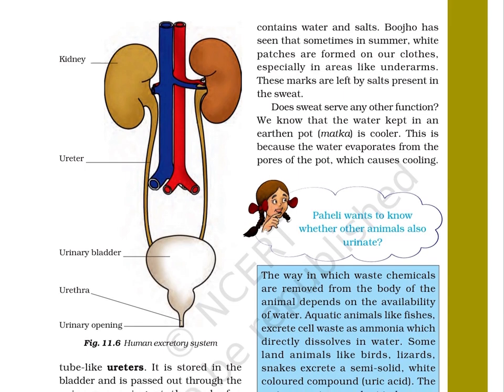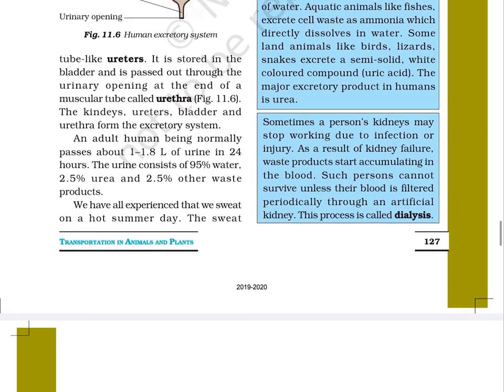In this figure, we can observe kidney at the top. Connecting the kidney to the urinary bladder is ureter. At the bottom of urinary bladder is urinary opening. Just above the urinary opening is the urethra. An adult human being normally passes about 1 to 1.8 liter of urine in 24 hours. The urine consists of 95% water, 2.5% urea, and 2.5% other waste products.